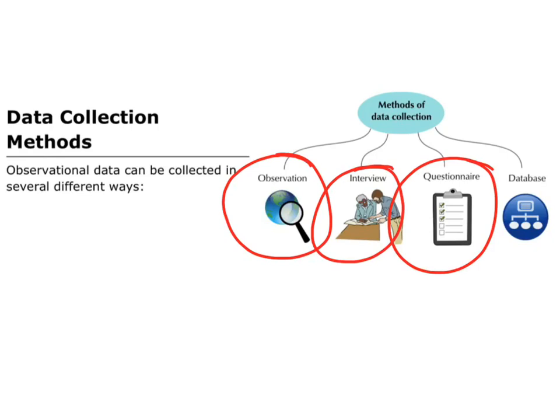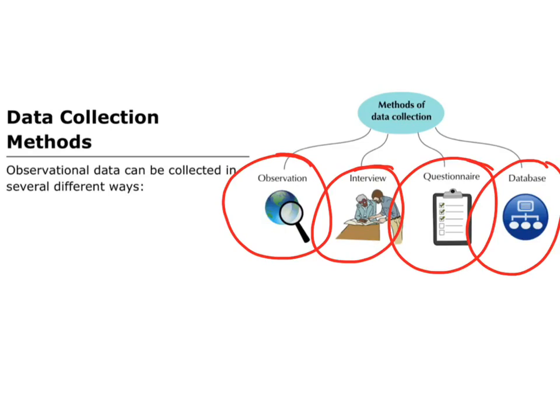A third type is if I've got a questionnaire. I could do this via the internet. You know how sometimes you'll get the little pop-up thing saying, can you take our survey? Or I can be sent an email with a survey. Or it could be a pen and paper survey that I've been asked to fill in. Any of these things will come under that title of questionnaire.